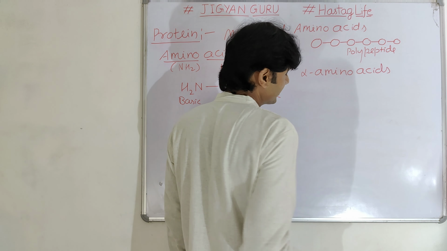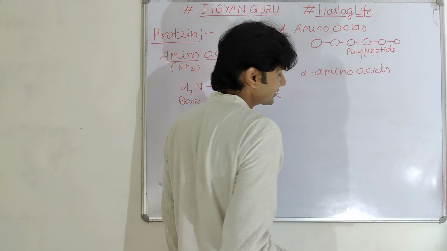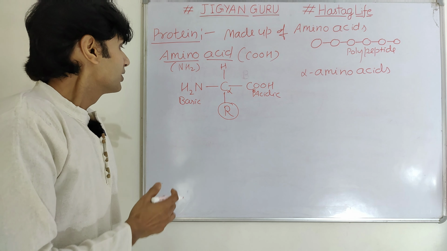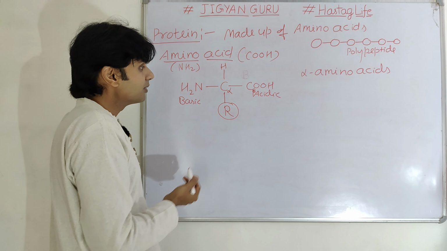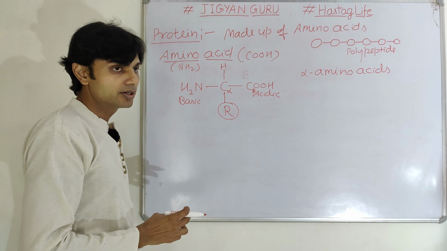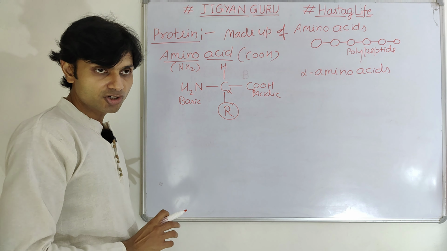They are termed alpha amino acids because all the functional groups are attached to the alpha carbon. So you got it. Now, depending upon what type of R group it is, we can define the nature of the amino acid.